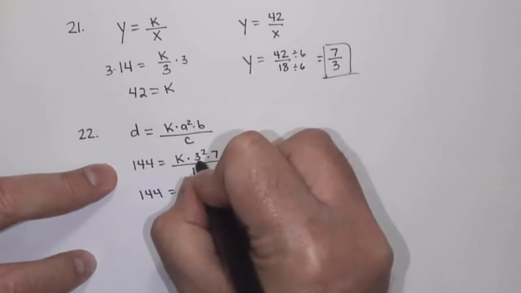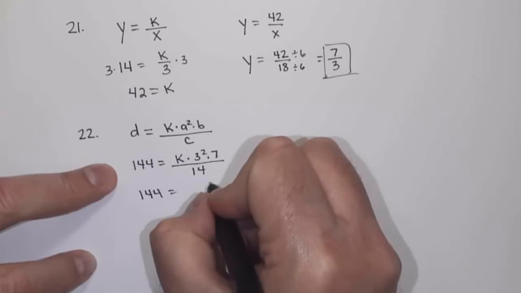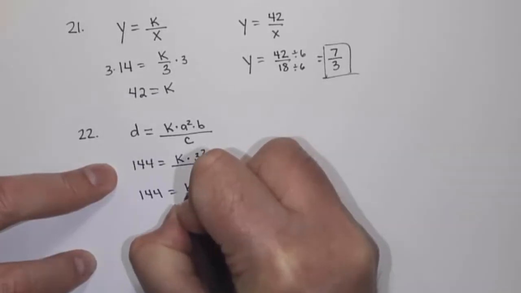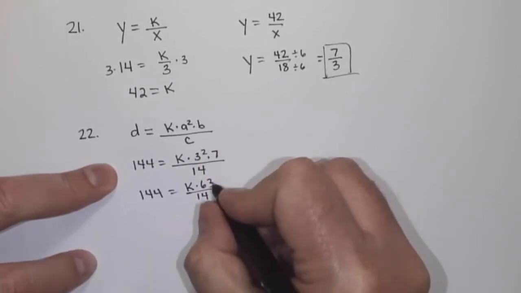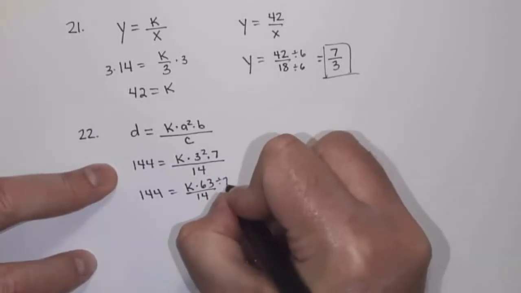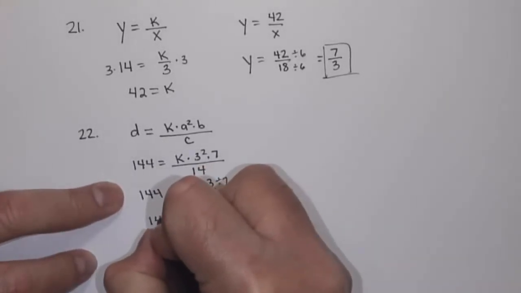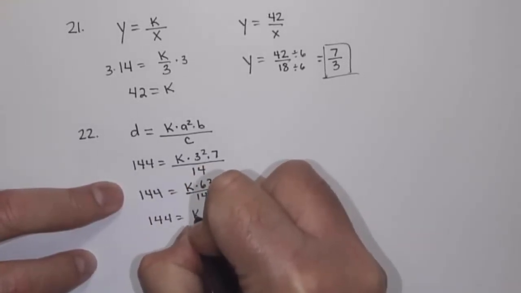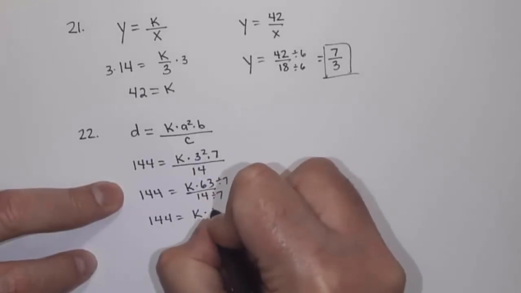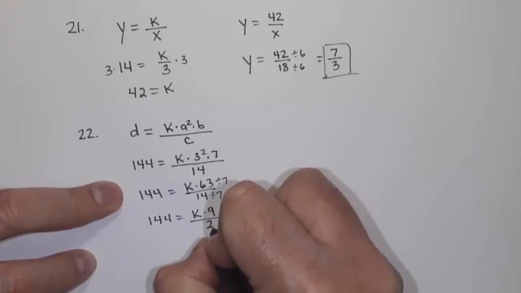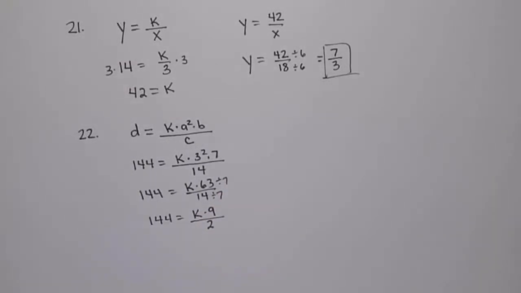3 squared is 9, and 9 times 7 is 63. So I have k times 63 divided by 14. And I can reduce that. 63 and 14 can both be divided by 7. So I have 144 equals k times 63 divided by 7 would be 9, and 14 divided by 7 would be 2. So 144 equals k times 9 divided by 2.